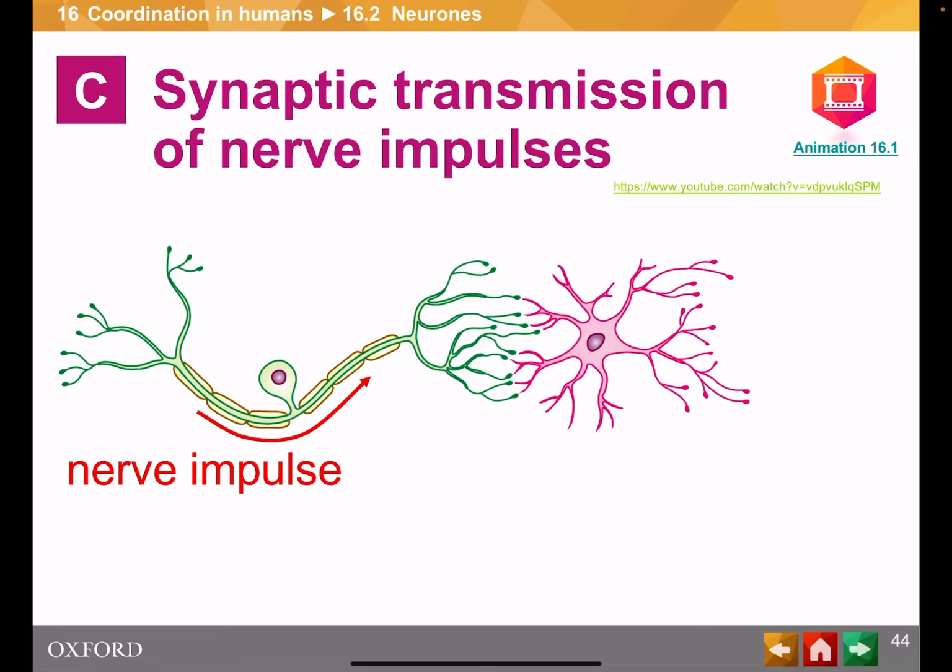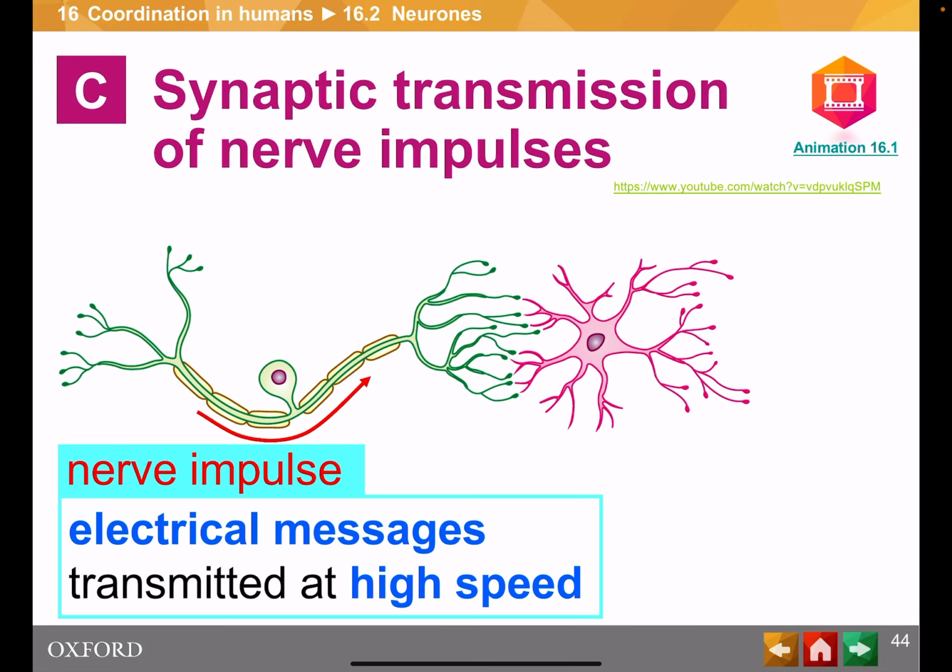This lesson is about how nerve impulses travel from one neuron to another. Nerve impulses are electrical messages transmitted along nerve fibers at high speed. It's just like the electric current that is transmitted along an electrical wire.